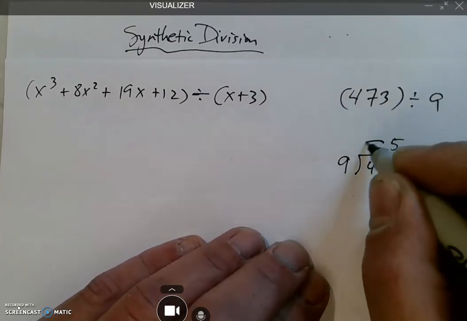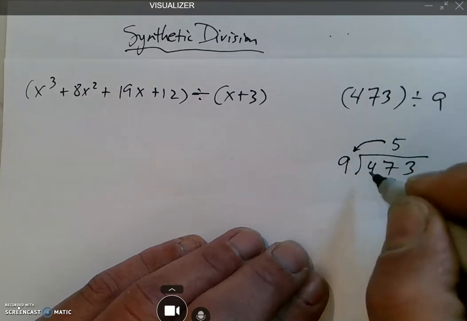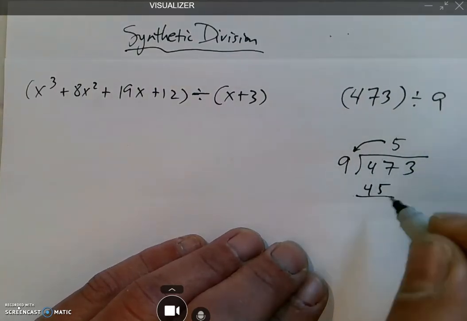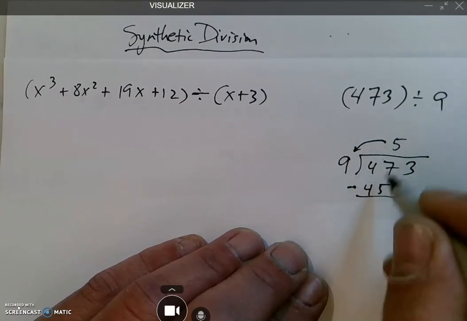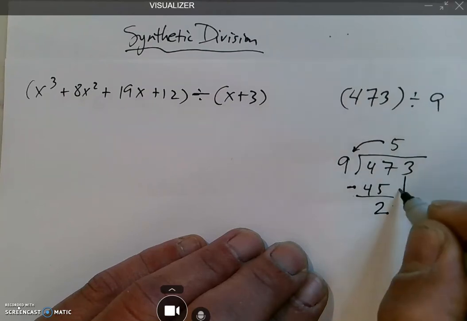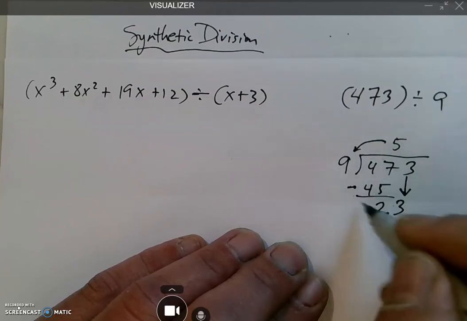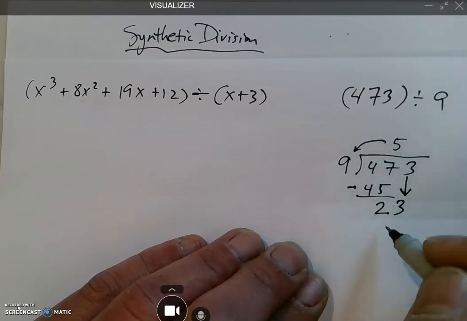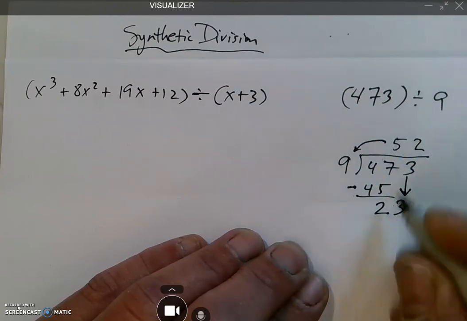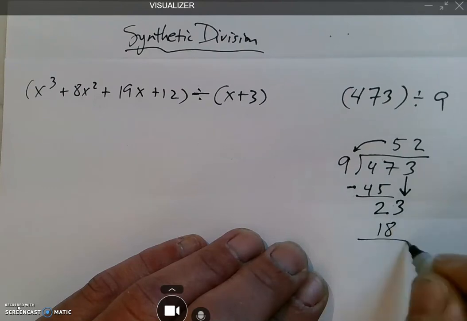Now here's the key. When we do this, we multiply. 9 times 5 is 45. Then we subtract. 47 minus 45 is 2. 9 doesn't go into 2, so we bring down the next term. So notice these cancel, and we're going to try and go 9 into 23. It won't go exactly. It will go 2 times. 2 times 9 is 18.